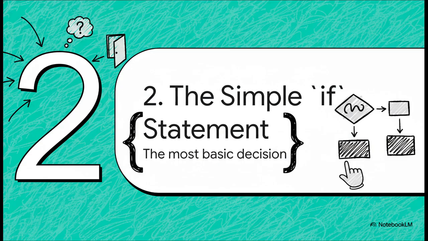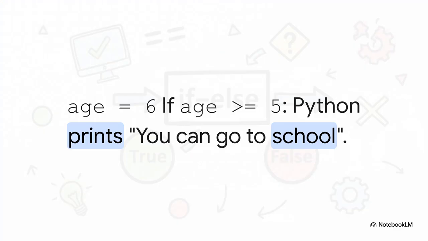We're going to start with the most basic, most fundamental tool in our coding toolbox for making decisions, the simple if statement. Okay, take a look at this. First, we're making a little container, a variable called age, and we're putting the number 6 in it. Then comes the good part, the if statement. We are literally asking Python a yes or no question. Hey, Python, is the number inside our age variable greater than or equal to 5?